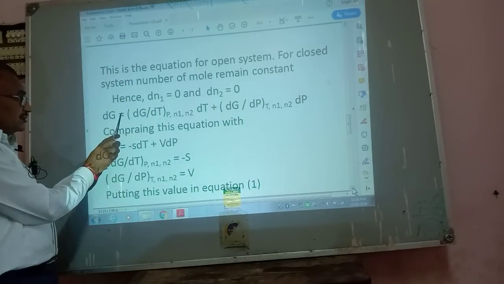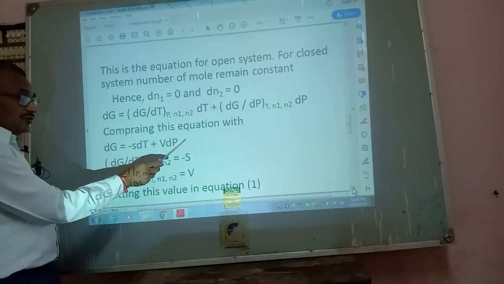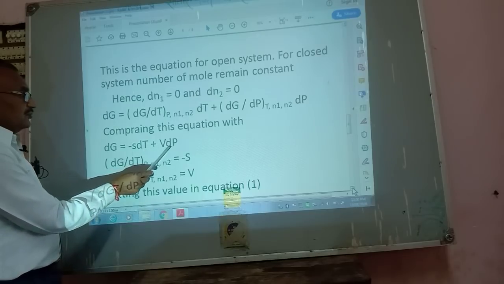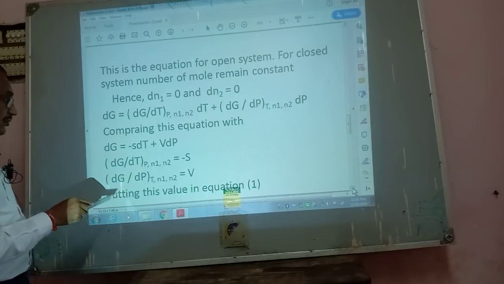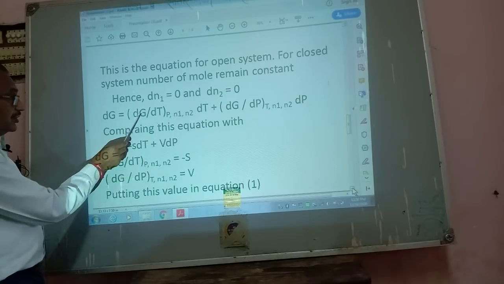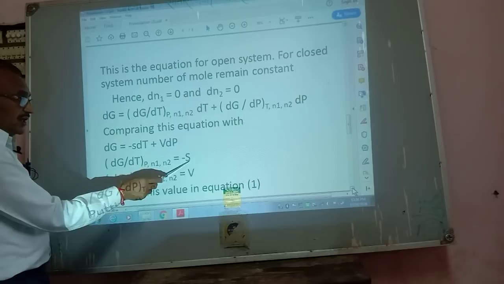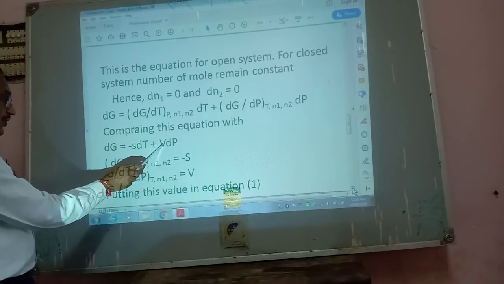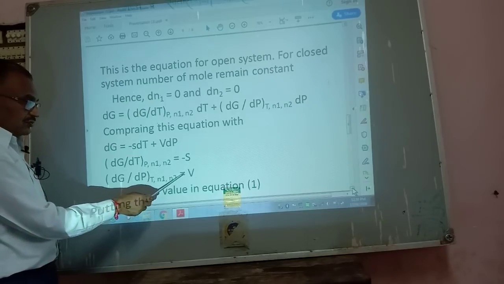Now we compare this equation with the Gibbs-Helmholtz equation, that is dG is equal to minus S dT plus V dP. This equation we already know. Comparing the two equations, we get (dG/dT) at constant pressure, n1, n2 is equal to minus S. Similarly, (dG/dP) at constant temperature, n1, n2 is equal to V.